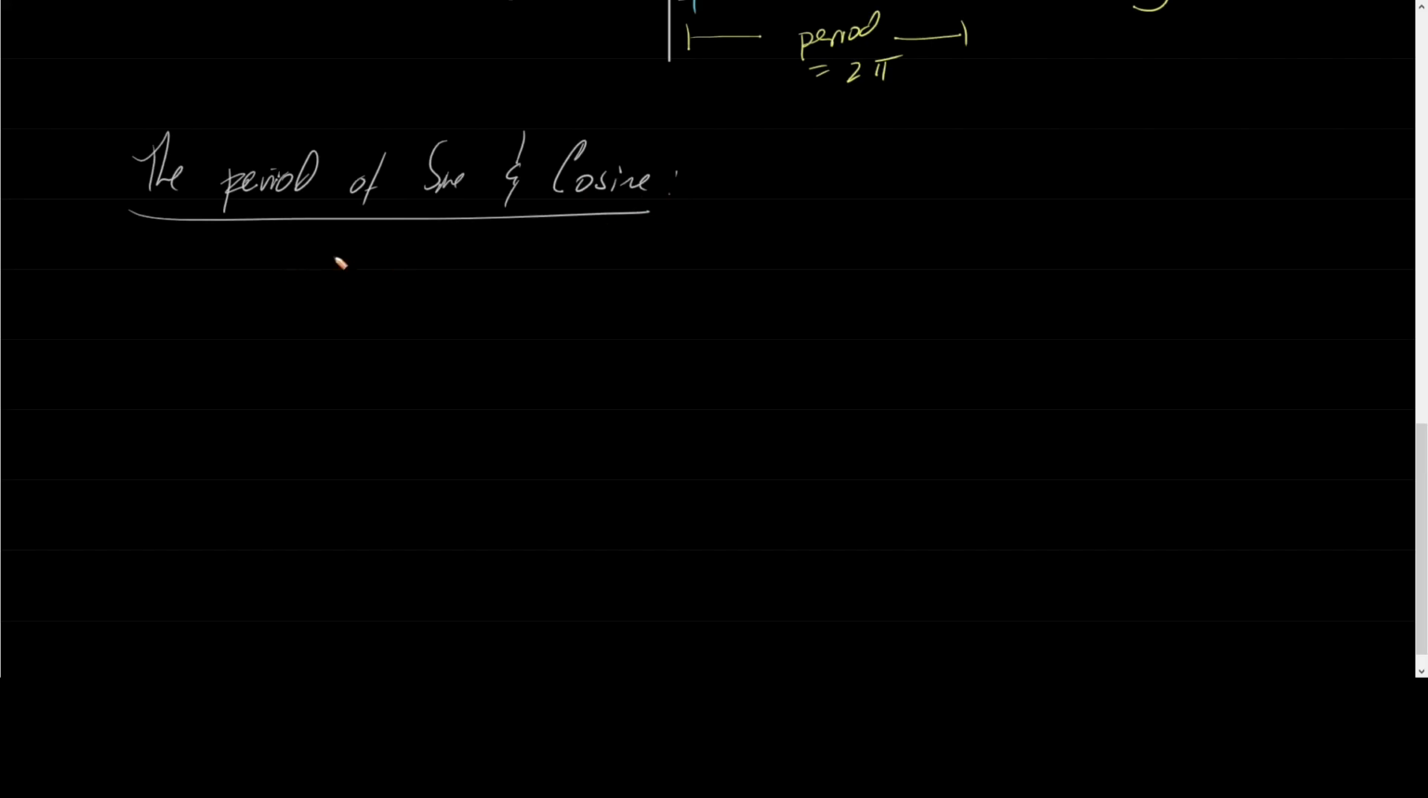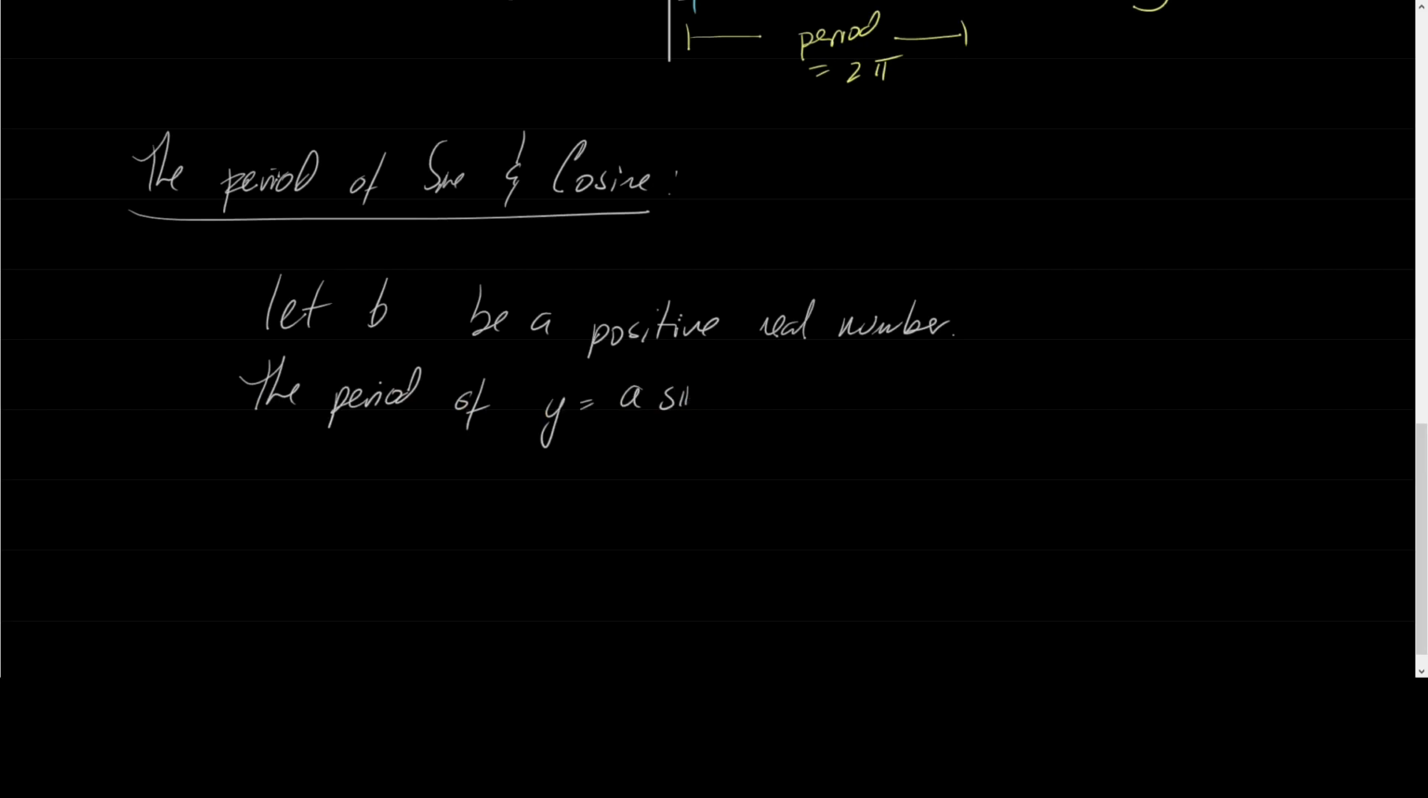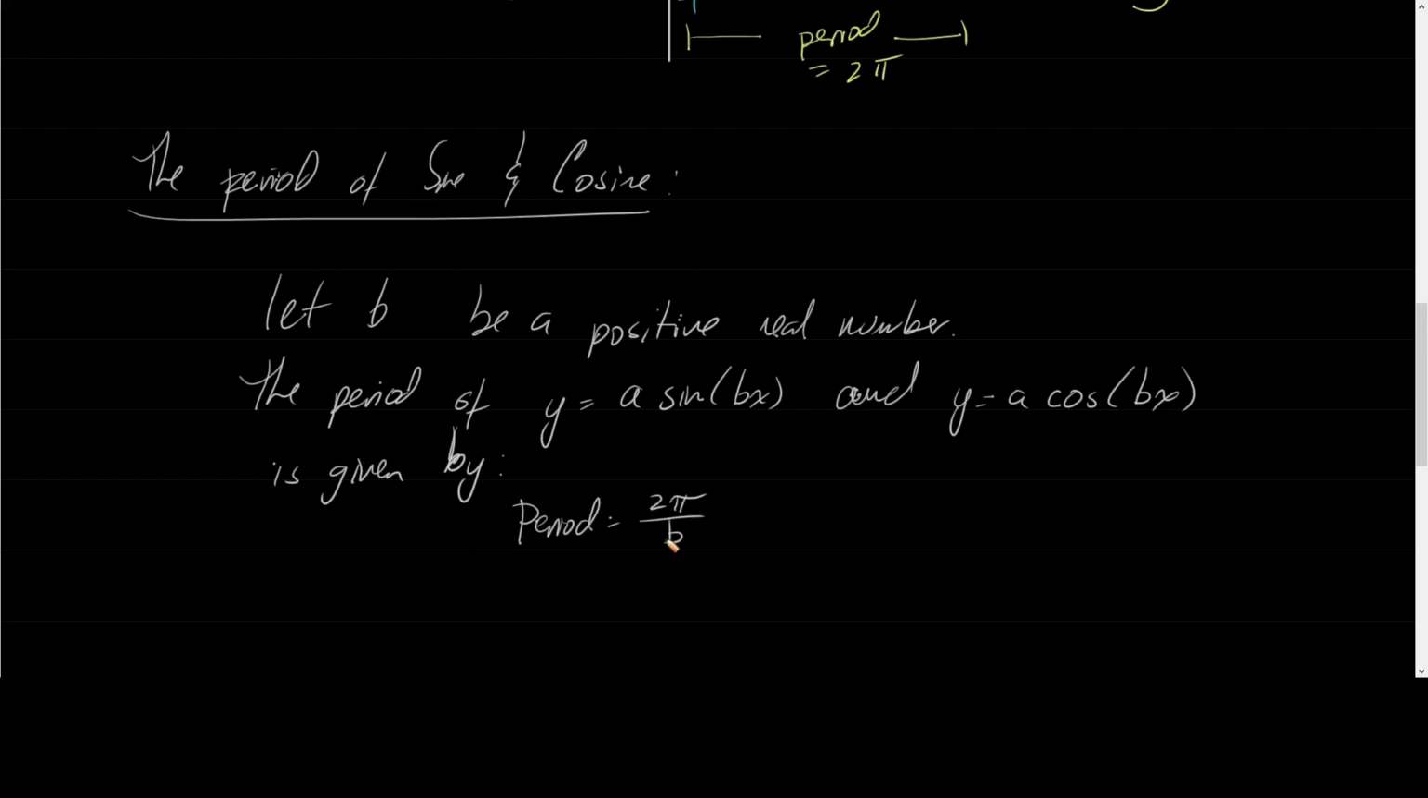So let b be a positive real number. The period of y is equal to a sine of bx and y is equal to a cosine of bx is given by, so we're going to say the period is equal to 2 pi over b. All right, it's equal to 2 pi over b.